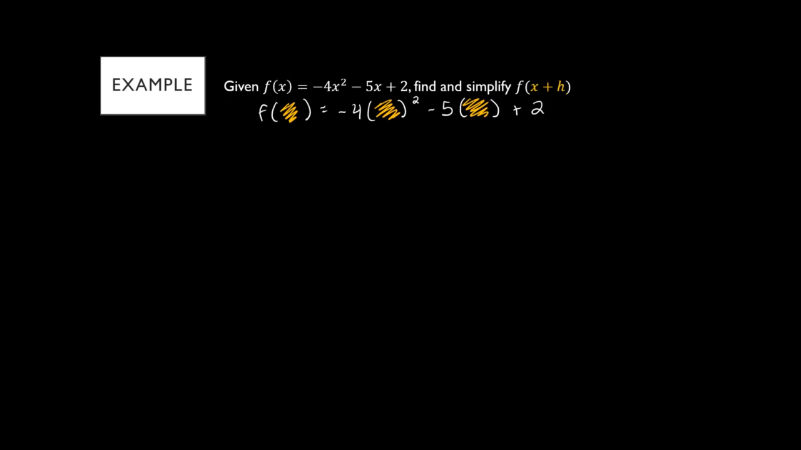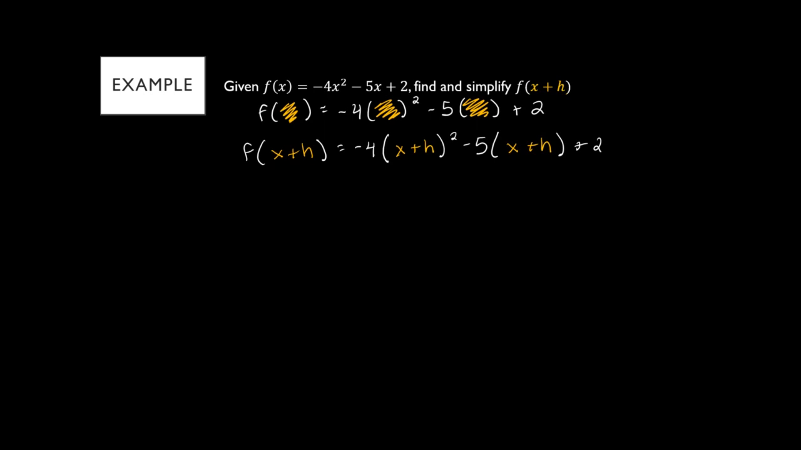Oops. Trying to switch between my pen and my highlighter. So I have f of x plus h. I'm kind of color coding here. It was -4 times x plus h squared minus 5 times x plus h plus 2.